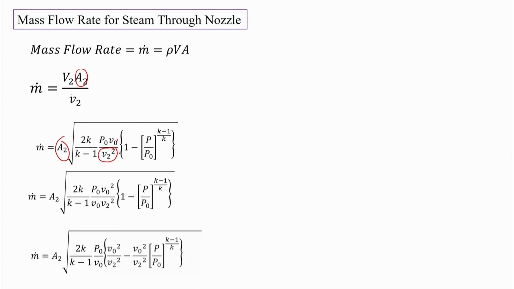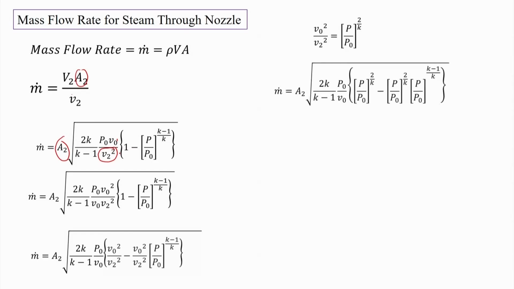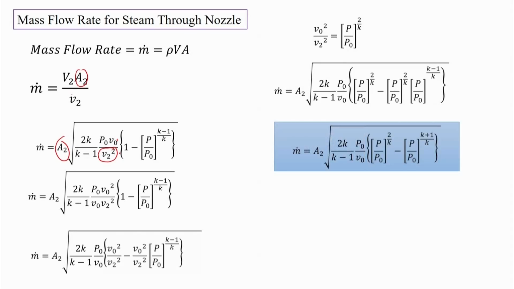So we are multiplying it, since P upon V naught upon V2 square is equal to (P upon P naught) bracket raised to 2 by K. So we can use this formula which says 2 upon K minus 1, P naught divided by V naught bracket raised to this. This leads to the formula m dot is equal to P naught divided by V naught bracket into the bracket (P upon P naught) to the 2 by K minus (P by P naught) to the K plus 1 by K.